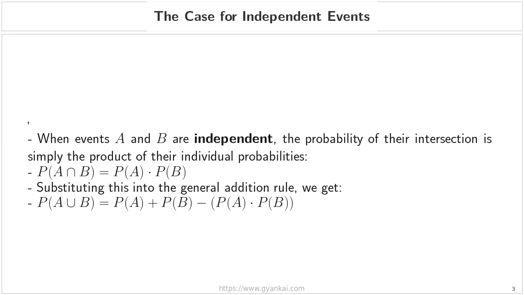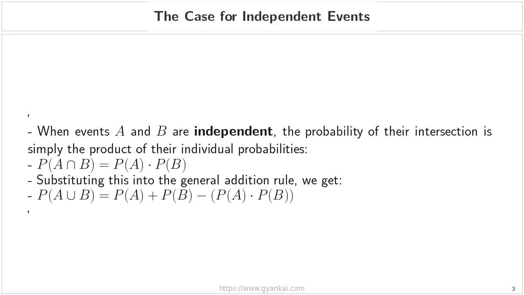Now, let's take this special property and plug it back into the general addition rule we just looked at. If we substitute the product of the individual probabilities in place of the intersection term, our formula for the union becomes much more specific. We get the probability of A union B equals the probability of A, plus the probability of B, minus the product of the probability of A and the probability of B. This version of the formula is a great stepping stone, but as we will see in the next slide, there is an even more elegant way to calculate this using complements, especially when we are dealing with more than just two events. The complementary approach, at least one.